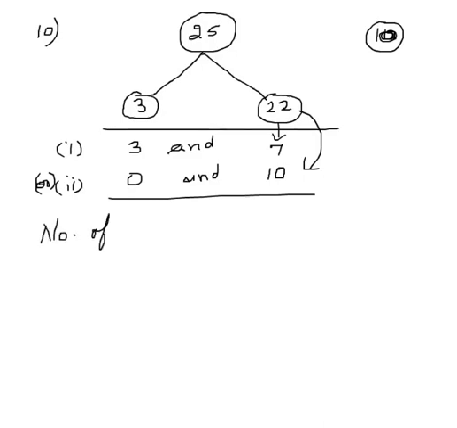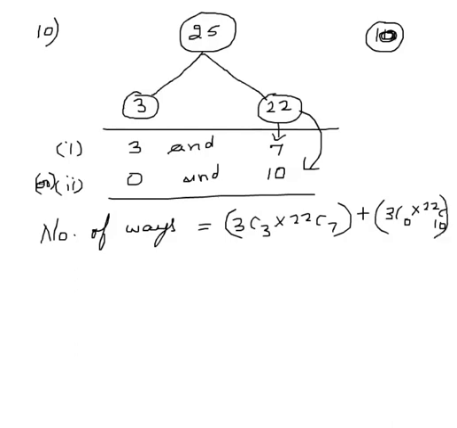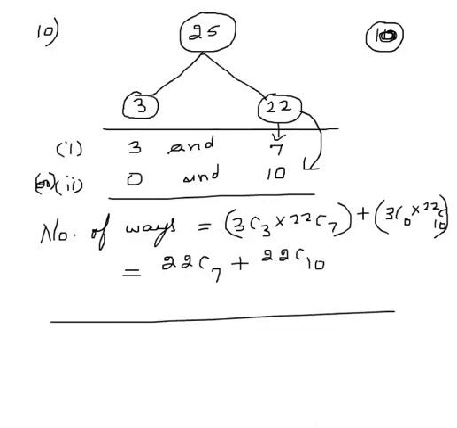Therefore, total number of ways is equal to, it is only selection, combination question. So 3C3 times 22C7, or the selection may be done like this, 3C0 and 22C10. 3C3 is 1, 22C7 plus 3C0 is also 1, 22C10. It's a big number, so let us leave the answer in this form.